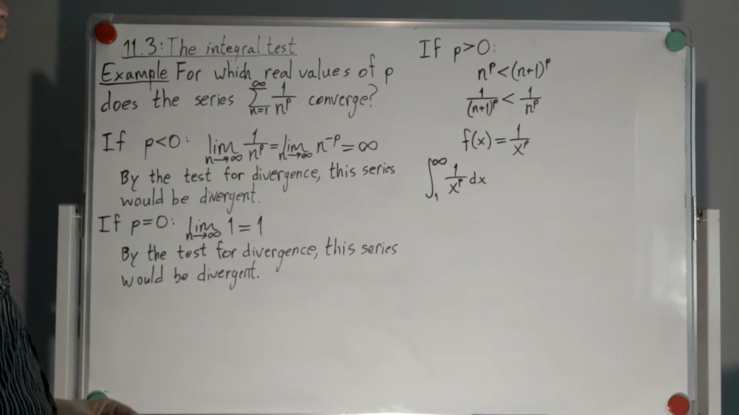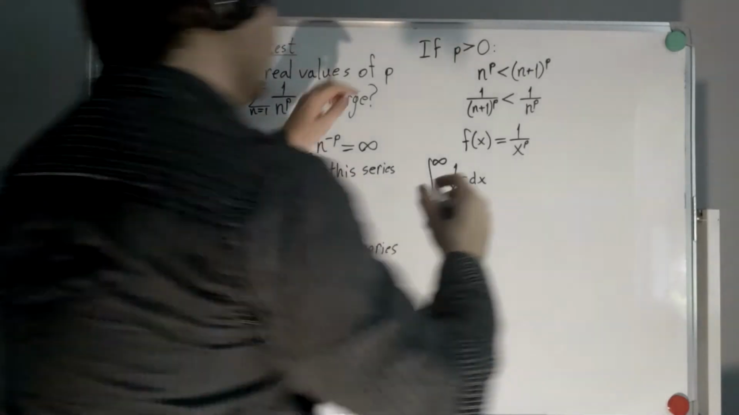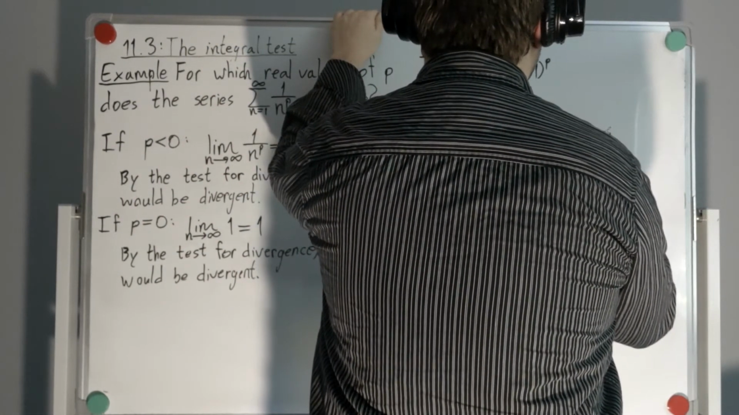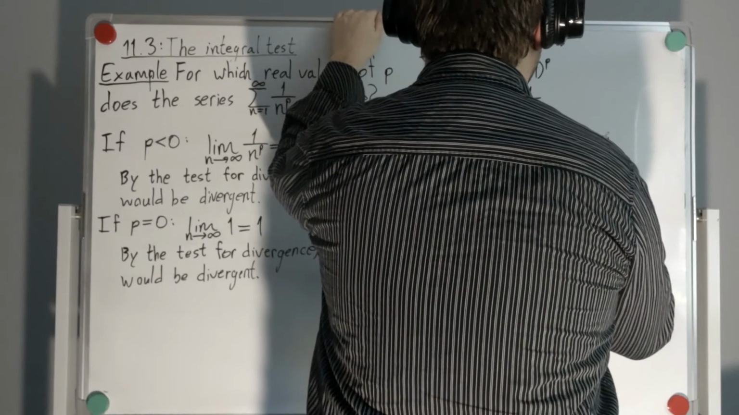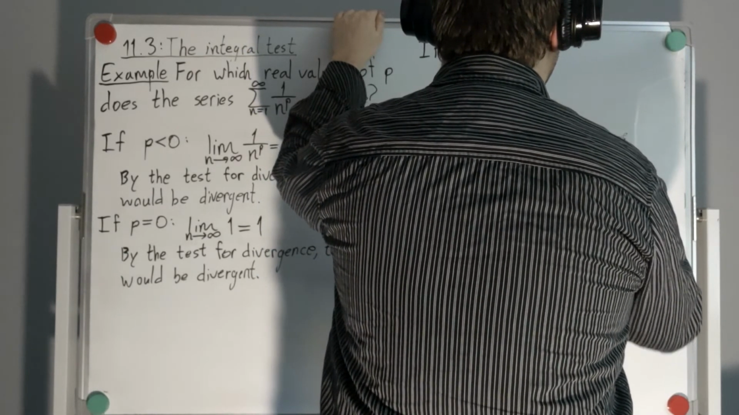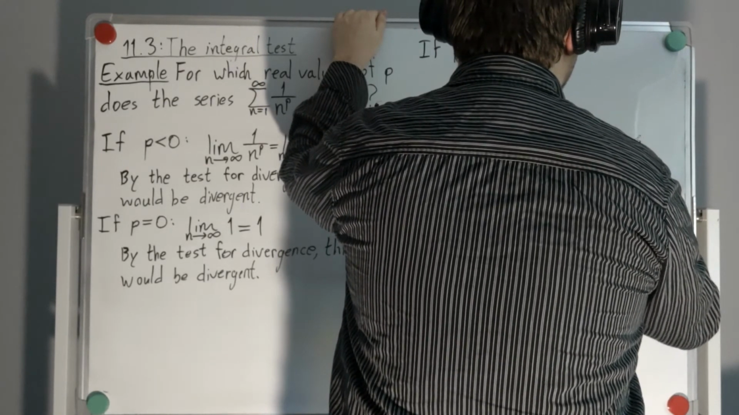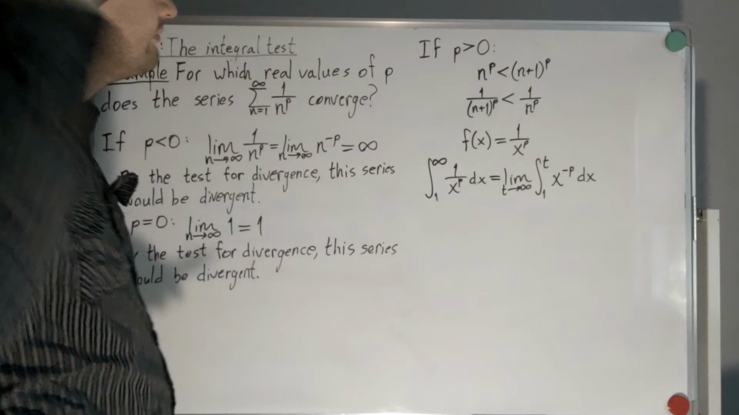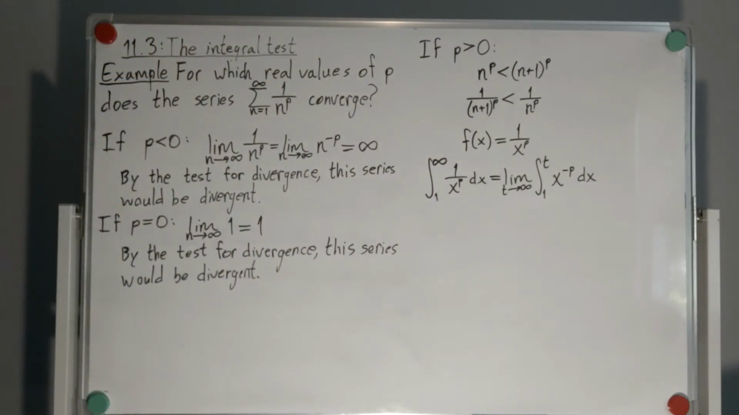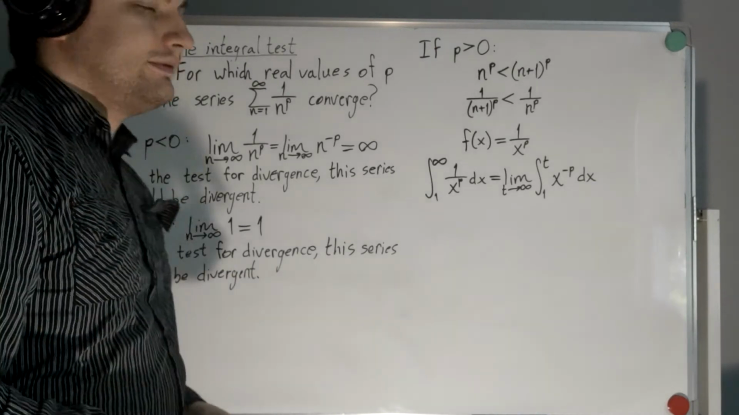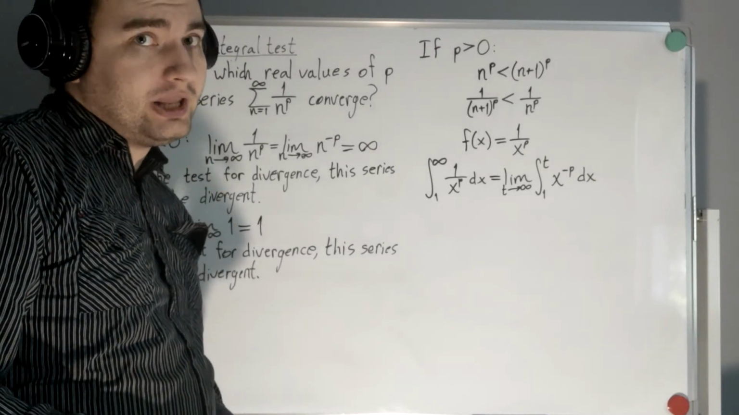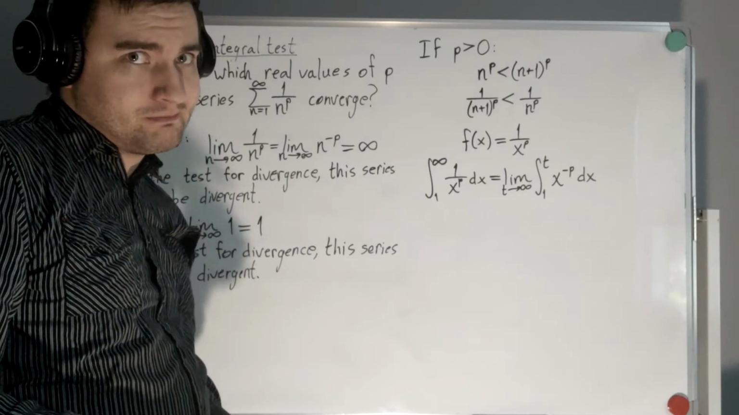Okay, so we've actually dealt with this before, but it's okay if you don't remember, we'll do it again. So this is the limit as t approaches infinity of the integral from 1 up to t of x to the negative p dx. Now, that antiderivative will have a different form depending on whether p is 1 or not.